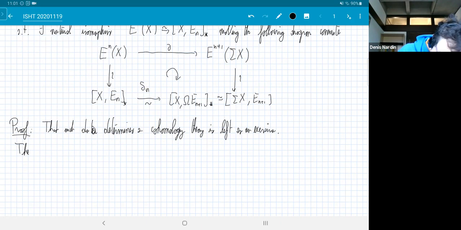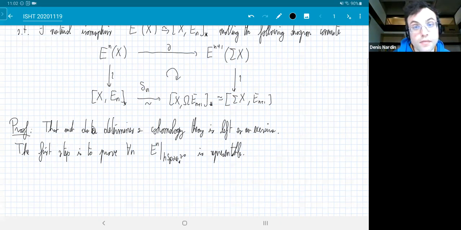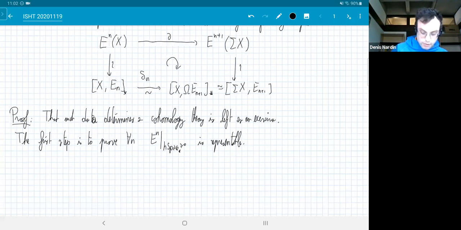The first step is to prove for every n that E_n restricted to connected pointed spaces is representable, using the Brown representability theorem. So we don't want it to be representable for every space. But let us first show that it satisfies the hypothesis of the Brown representability theorem.